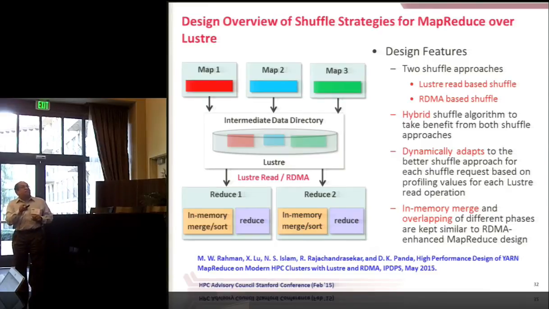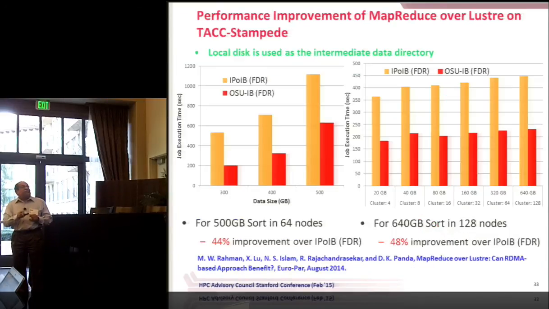So what we have done here is provide a lot of flexibility in the software stack. These are the mappers, which push the data through Lustre. Then these are the reducers, and you can do Lustre read or RDMA. So we provide Lustre-based shuffle or RDMA-based shuffle, or you can even do hybrid. You can also do it dynamically, to see which shuffle approach works best for you. And you can also do in-memory merging and overlapping. These are some numbers with the local disk used as the intermediate data directory, taken from TACC-Stampede.